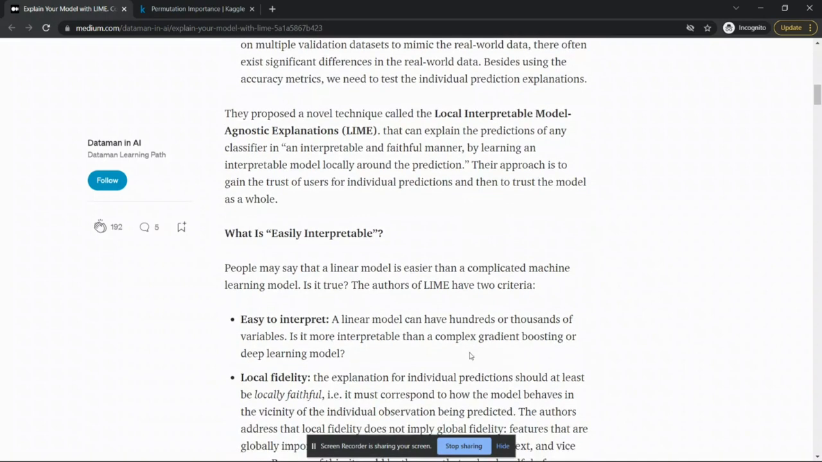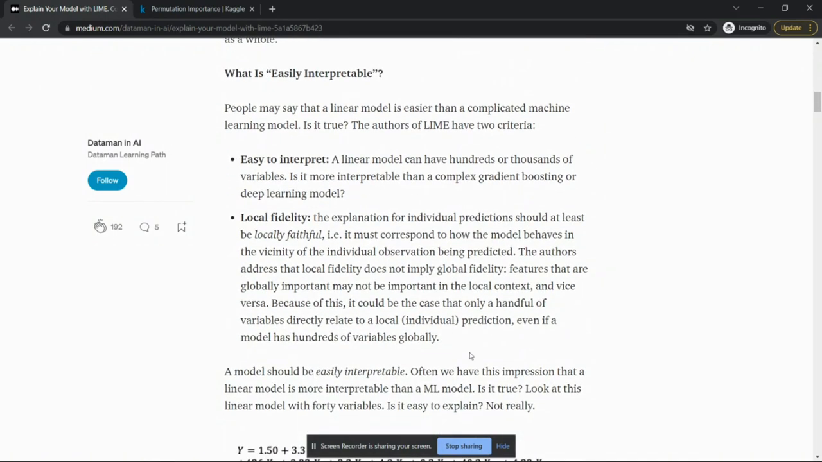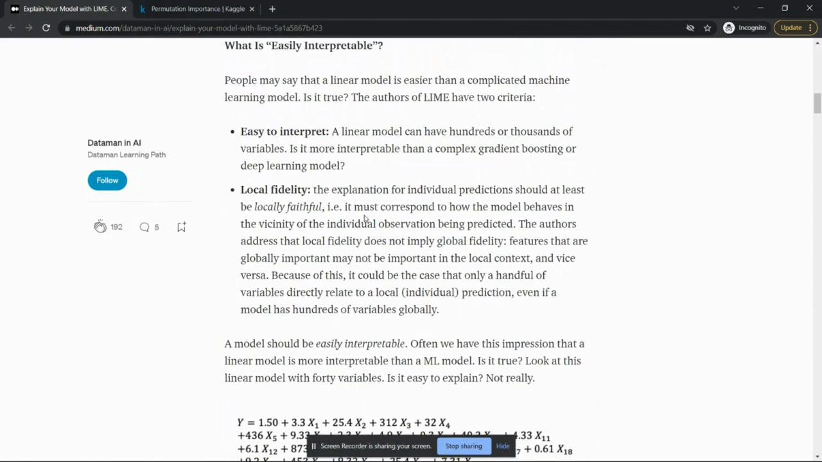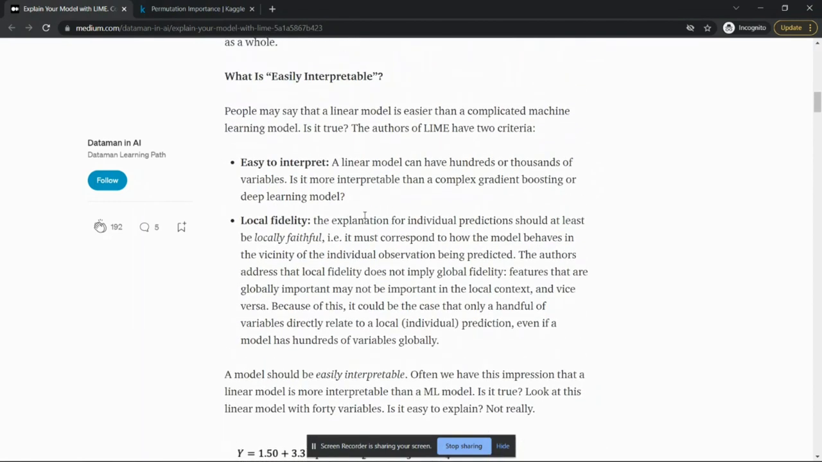We see that LIME has two salient features, the first being that it is easy to interpret. A linear model can have hundreds or thousands of variables, but is it more interpretable than a complex gradient boosting model? It is not, because for a particular observation you are doing local interpretability. For a particular observation, not all features are equally important, and the problem is not that complex as it is for the entire data set. When you are making a prediction, only a small subset of features are involved, and they play major roles in shifting the prediction towards the predicted value or in the opposite direction.